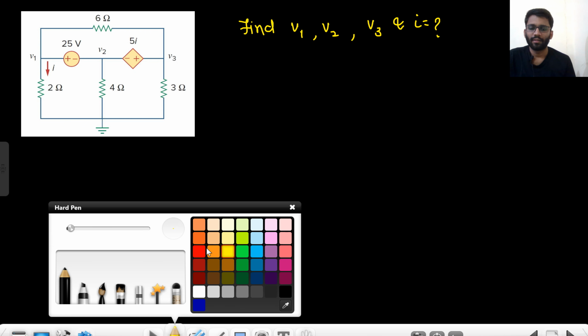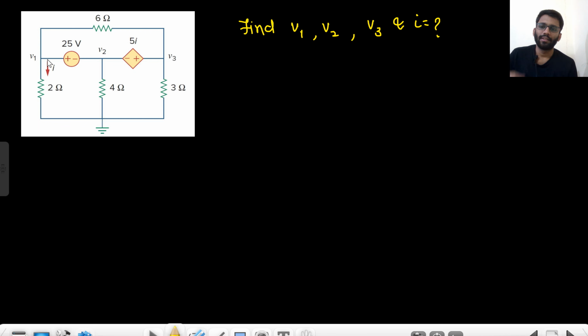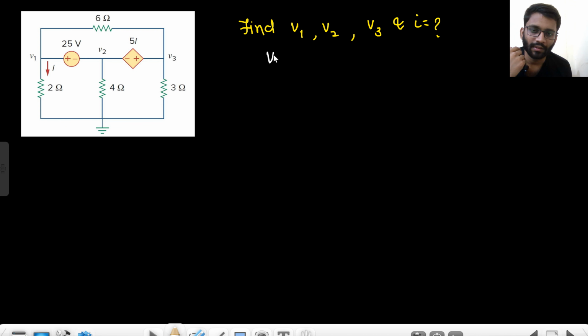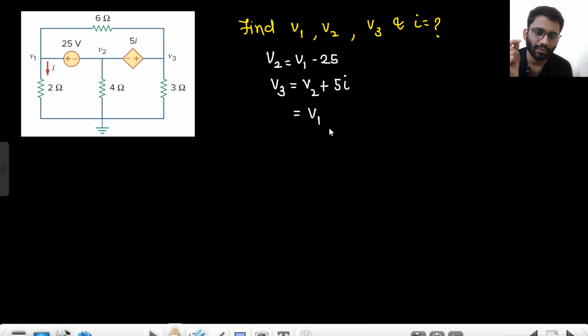Okay, so let's just do one thing. This is V1, this is current I. What is the value of V2? V2 is V1 minus 25 volt. What is the value of V3? V3 is V2 plus 55, right? V3 is V2 plus 55. What is V2? V1 minus 25 plus 55. This is V3. This is equation 1.